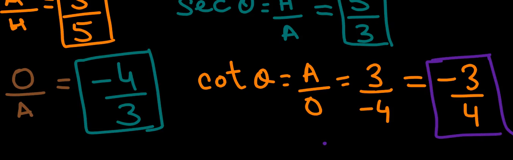And we're done with this question. We found the 6 trigonometric ratios when the point on the terminal side of the angle was given to us.